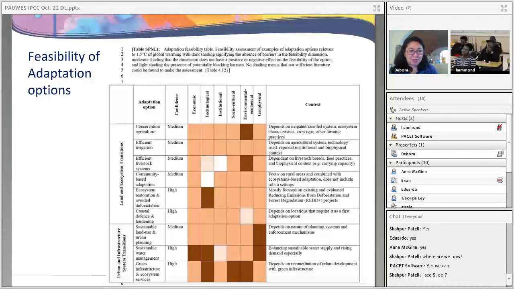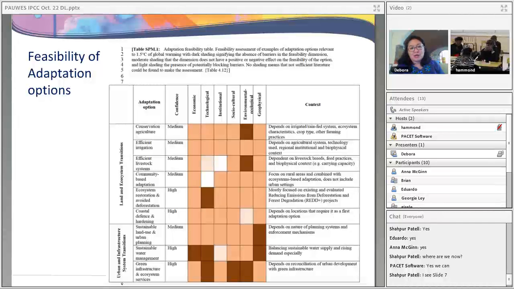So for example, for community-based adaptation, the literature was mainly focused on rural areas and in case studies combined with ecosystems-based adaptation, but does not include urban settings. This does not mean that CBA does not apply for urban areas, but that the bulk of the literature is focused on rural areas. So for each option, you can see the context under which it was assessed.